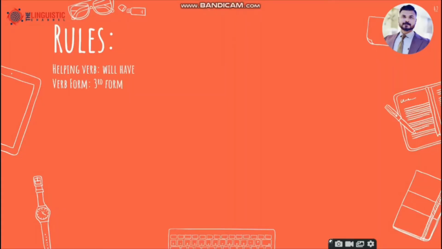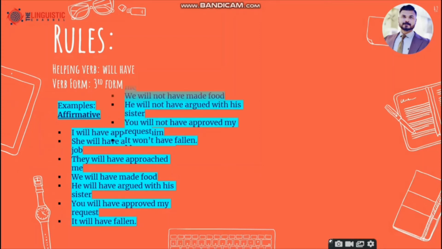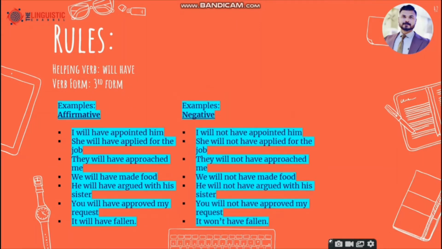Will have is the only helping verb that we have in it, and verb's third form. Examples: I will have appointed him, she will have applied for the job, they will have approached me. जैसे कि मैंने सबसे शुरू में जब example दी थी कि मेरा MBA कंप्लीट हो चुका होगा 2021 तक, तो you can also write the time yourself if you want to mention it, otherwise it is not compulsory at all, right? Next, negative: I will not have appointed him by tonight, you can say कि मैं उसको आज रात तक अपॉइंट नहीं कर चुका हूँगा. She will not have applied for the job, वो अप्लाई नहीं कर चुकी होगी, and so on.